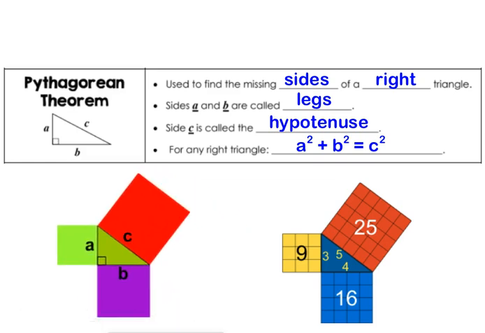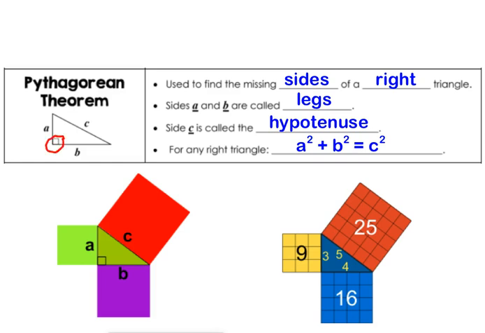Okay. So, Pythagorean theorem is how you find missing sides of a right triangle. Your sides A and B are your legs. And side C is called the hypotenuse, which we already know. What else do you guys know about the hypotenuse? You don't know? It's the longest side, yeah. And A squared plus B squared equals C squared.